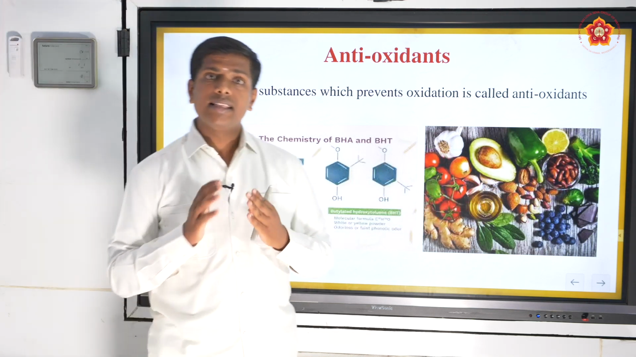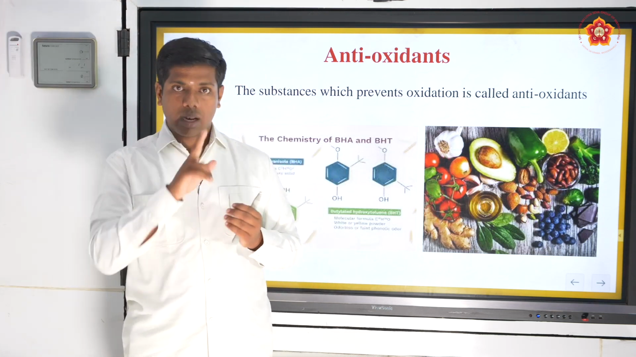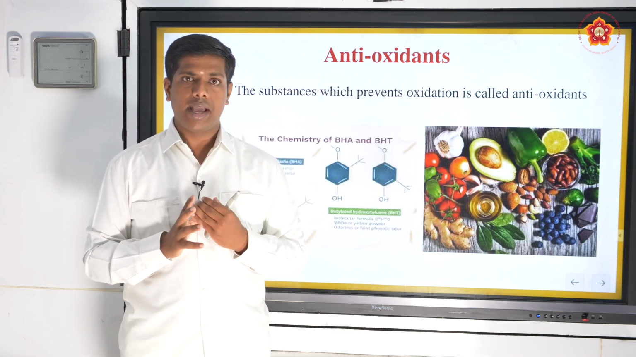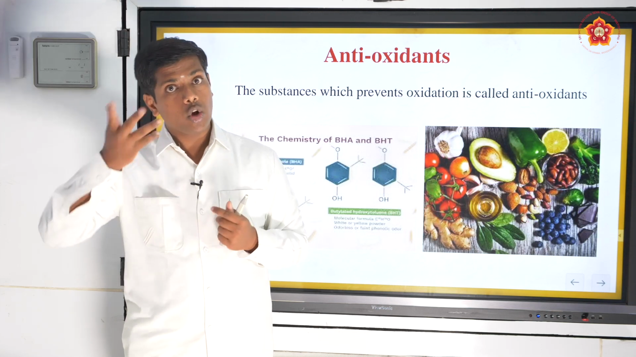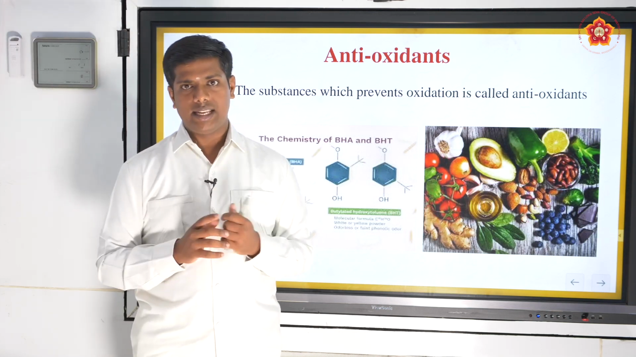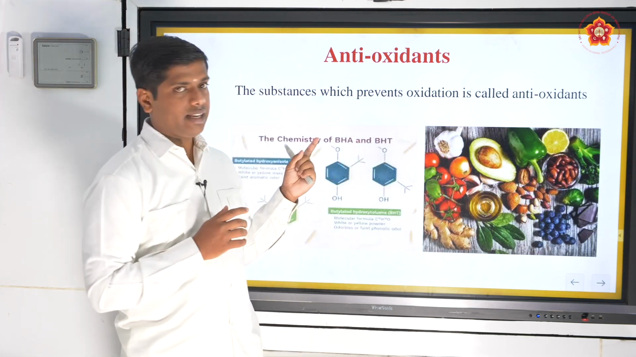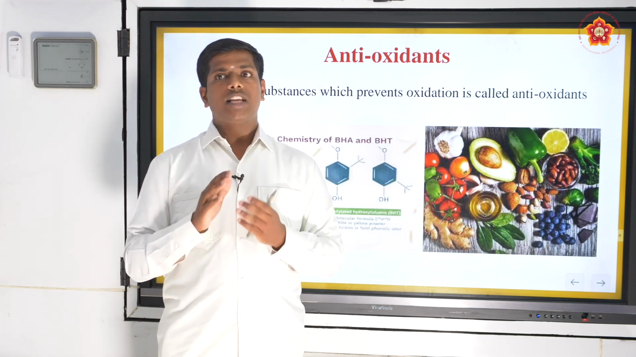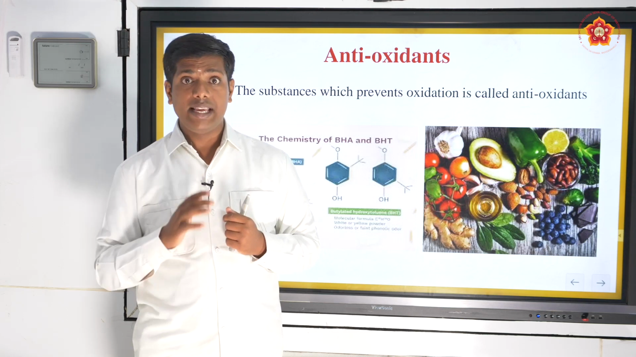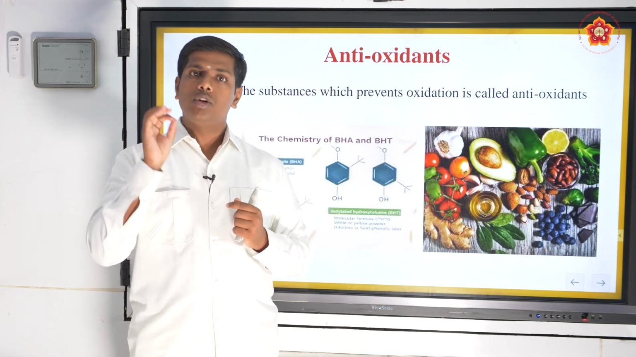Children, in this class we have discussed oxidation and reduction, the two combined to form redox reactions. We have learned about redox reactions, and we have discussed corrosion and how corrosion takes place. Next, we discussed rancidity. This chapter is complete with rancidity. Children, this chapter is very easy. The chemical reactions and equations chapter is very easy, and it is easy to score good marks.